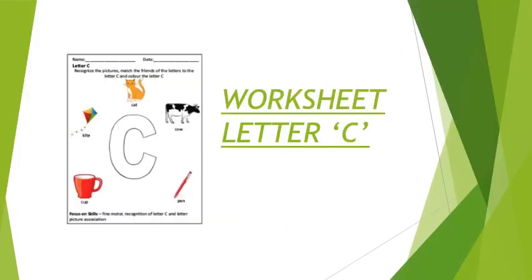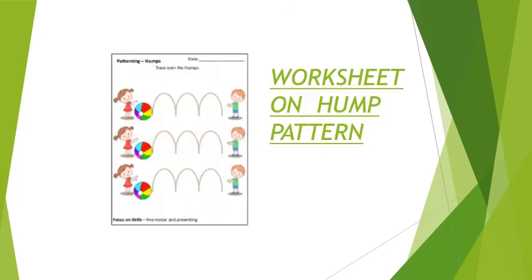After doing this, we are going to do this worksheet, children. Parents, you can find these worksheets under the Resource tab of the Parent Connect app. This worksheet is for letter C. And there is one more worksheet for today, which is for practicing the hump pattern.